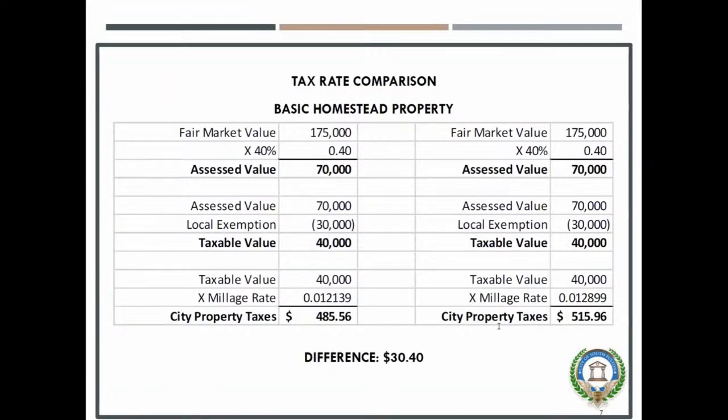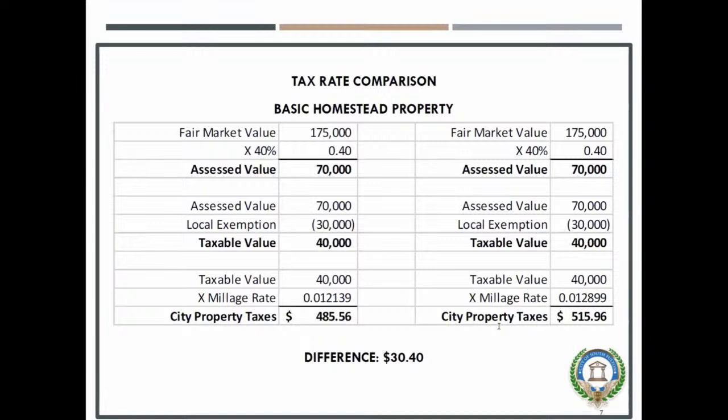The $175,000 fair market value is used because it is the average value of homestead properties in the city, rounded to the nearest 25,000. So if we look at this example, the right side column shows the current property tax calculation, the $70,000 assessed value. We apply a local exemption. So on the taxable value of $40,000, this home would be paying $515.96, same amount that it paid last year.